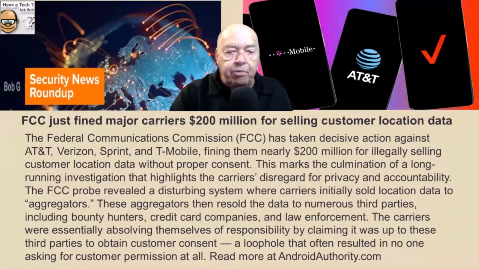The FCC probe revealed a disturbing system where carriers initially sold location data to aggregators. These aggregators then resold the data to numerous third parties, including bounty hunters, credit card companies, and law enforcement. The carriers were essentially absolving themselves of responsibility by claiming it was up to the third parties to obtain consumer consent, a loophole that often resulted in no one asking for consumer permission at all. Read more at androidauthority.com.